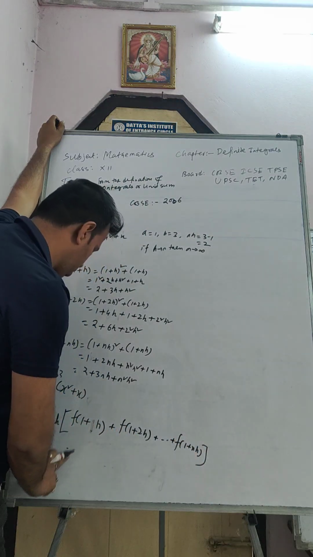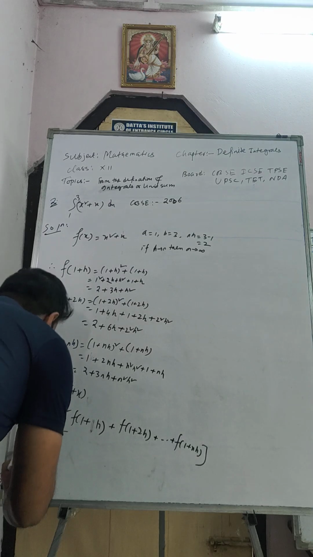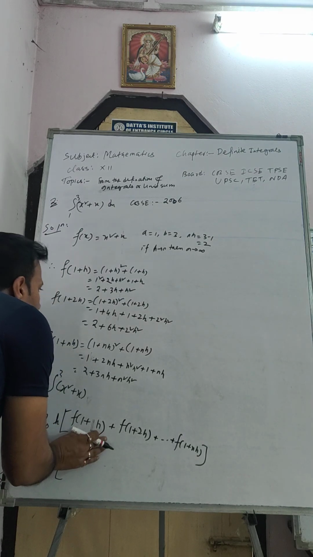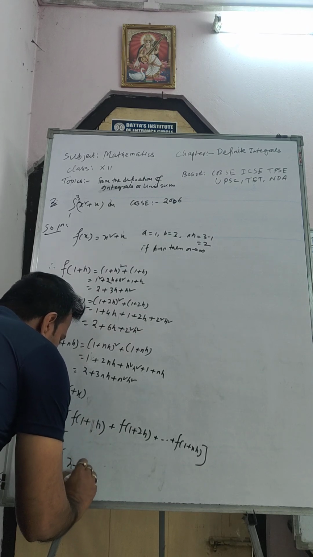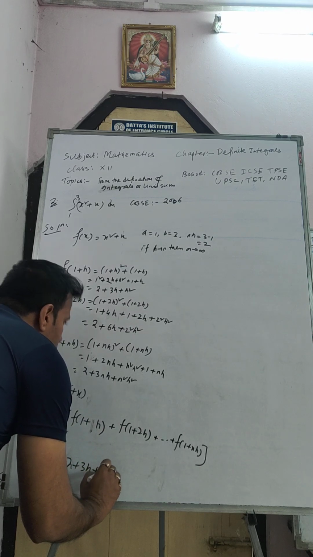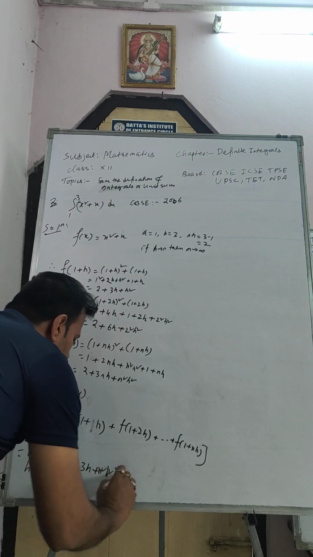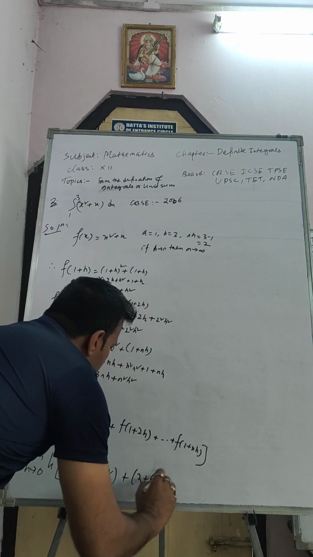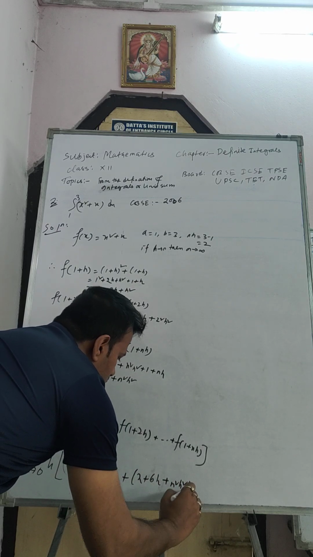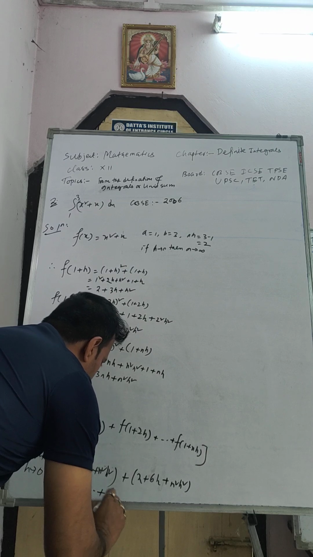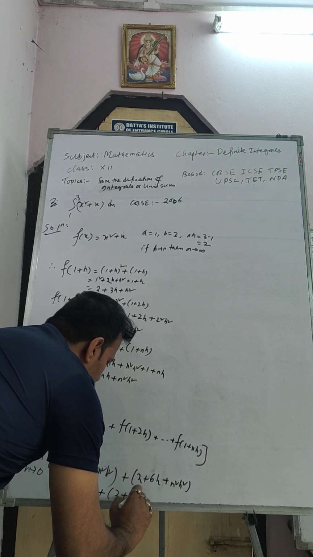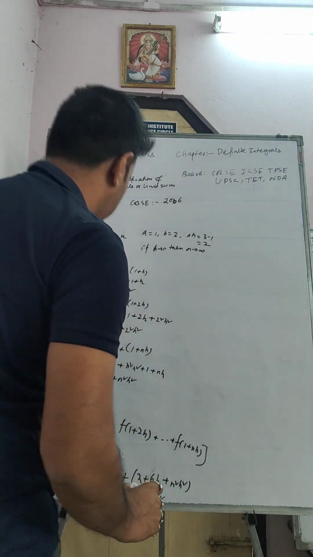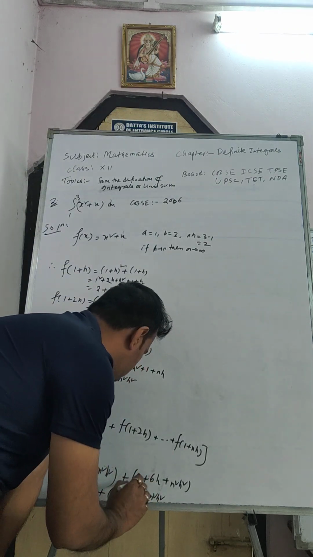Okay, now I can put the values. What is the value of f(1 plus h), sir? 2 plus 3h plus h square. Okay, here also 2 plus 6h plus 2 square h square, plus dot dot plus 2 plus 3nh plus n square h square. Okay, fine.